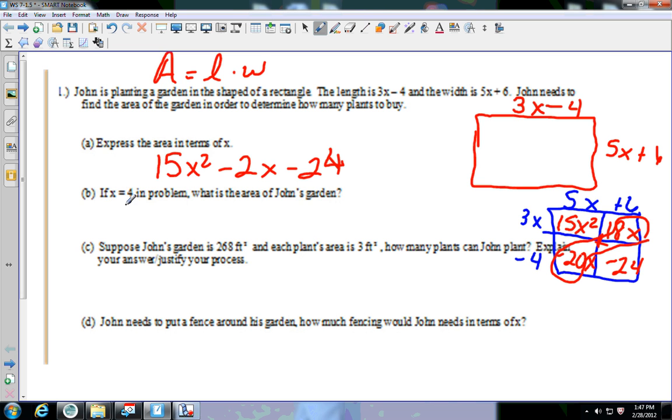It says if x equals 4 in the problem, what is the area of John's garden? Well, what I'm going to do is take 15 times 4 squared, minus 2 times 4, minus 24. You can either take all of this and put it in the home screen and find your answer. If you do it by hand, make sure you take 4 squared, which is 4 times 4, which is 16.